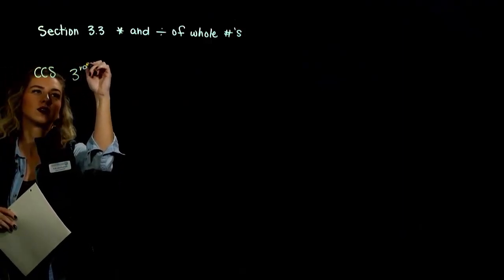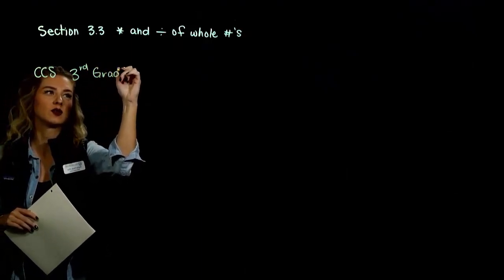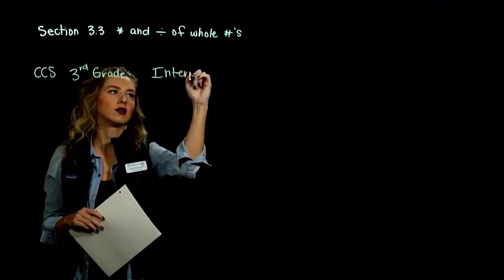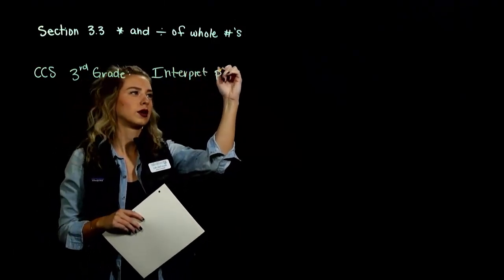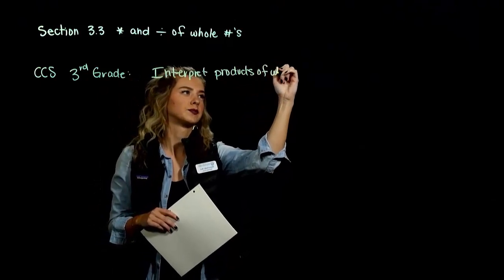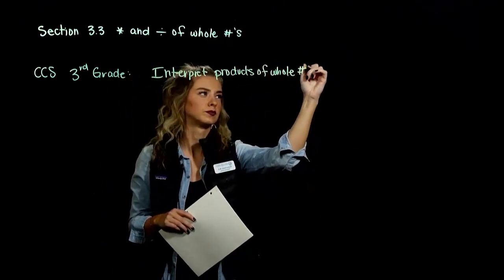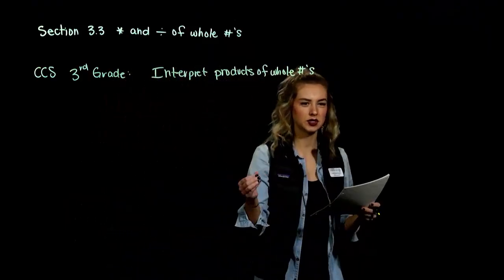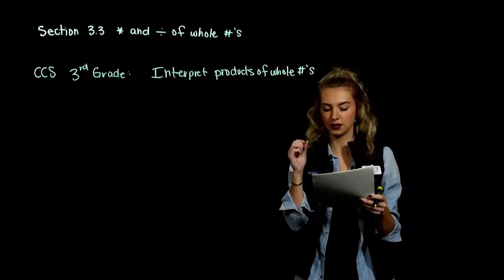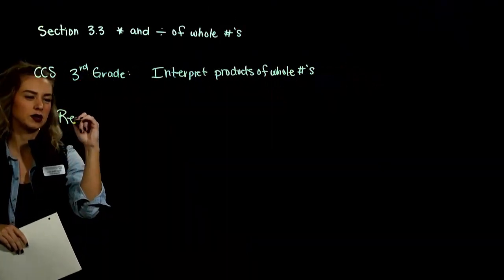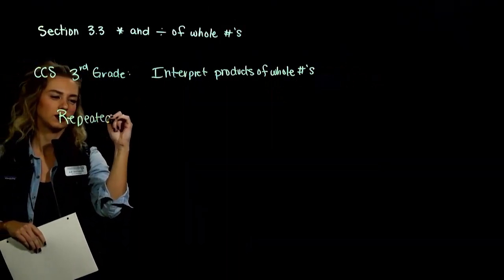We've got third grade. At this level, we should be able to interpret products of whole numbers. So how do we get there? Typically we start off with a repeated addition model. So something along those lines. Repeated addition model.